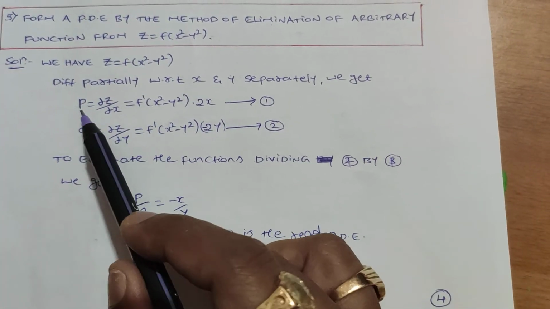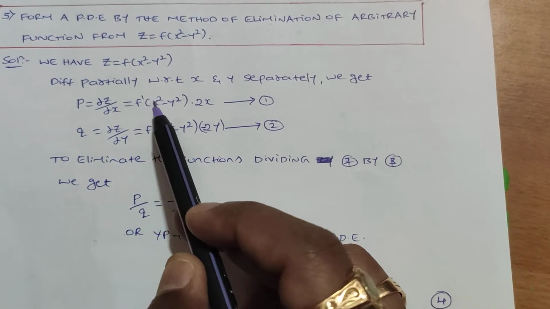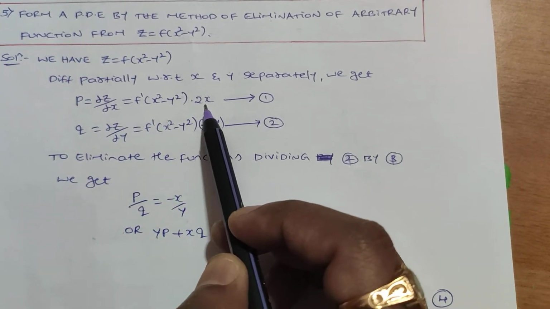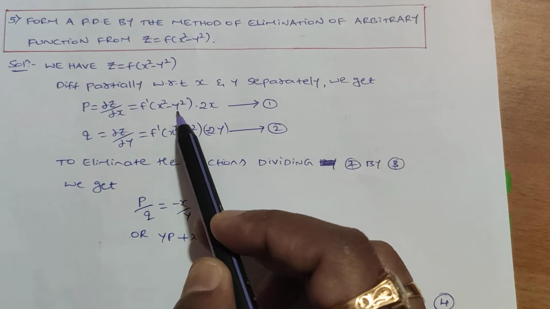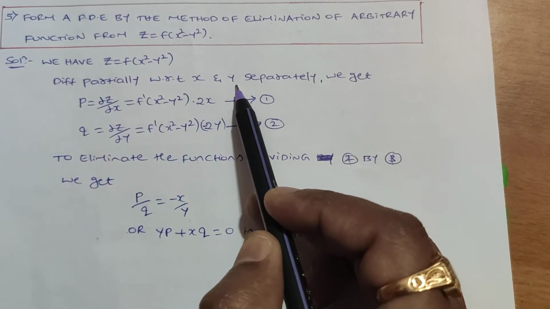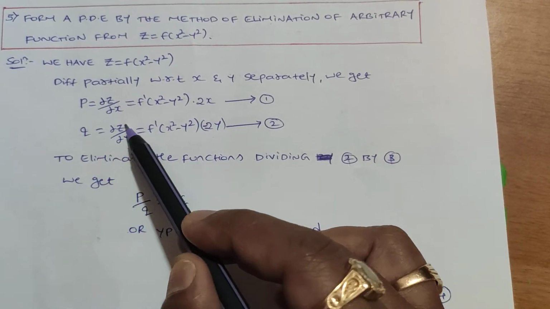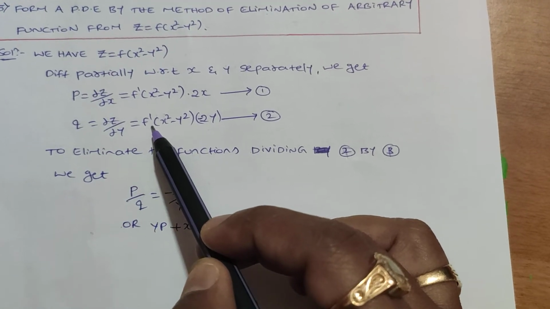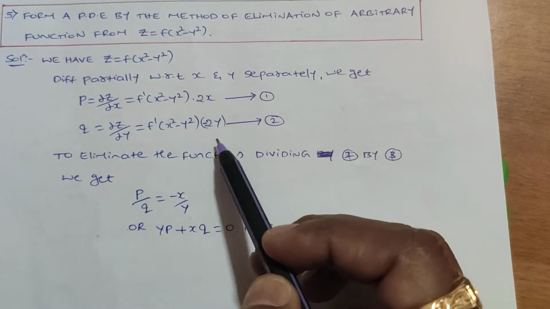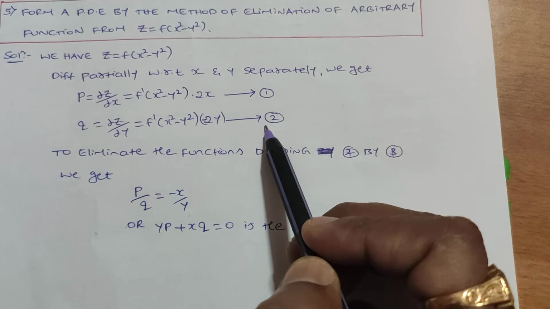We get p equals dou z by dou x. The derivative of f will be f dash of x square minus y square into the inner derivative of x square, which will be 2x, and the partial derivative of y will be 0. Similarly, when we differentiate the given equation partially with respect to y, we observe q, that is dou z by dou y, which equals f dash of x square minus y square into the inner derivative of y square, which will be minus 2y. So consider the given equations as equation 1 and 2.